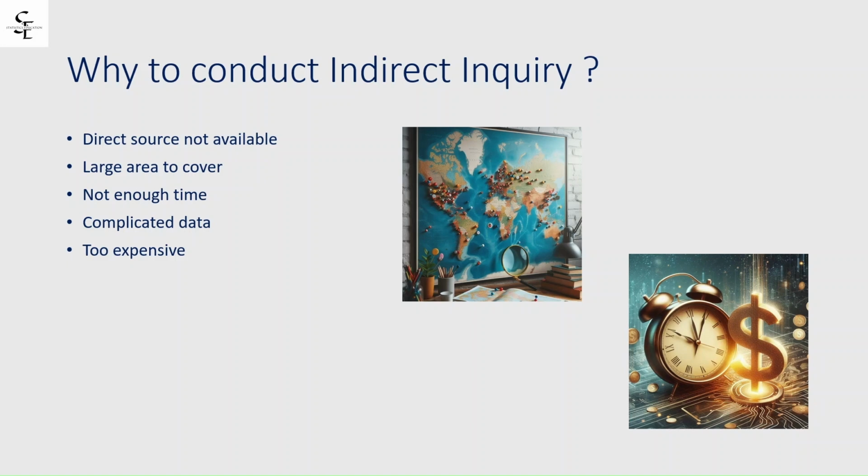The fourth point is when the data to be collected is very complex or complicated and requires skills to gather. And the last point is when the cost to gather data by an investigator or enumerator is too expensive. Thus, in certain situations, it is necessary to conduct indirect inquiry.